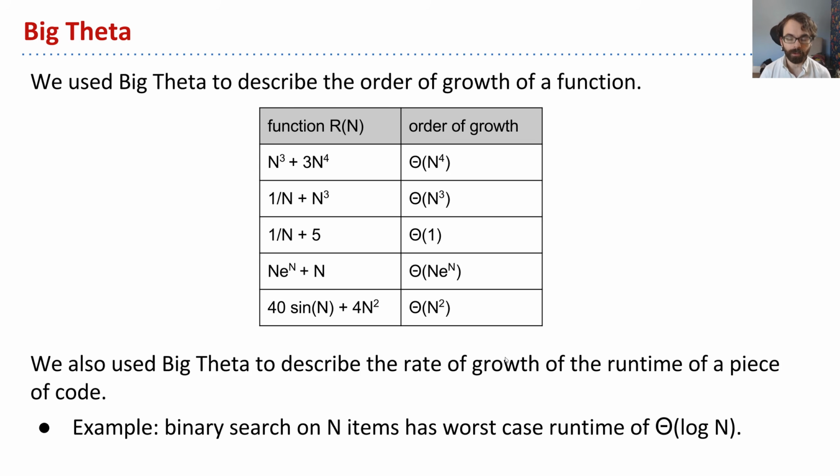So I'll start by reminding you of what Big Theta is. Big Theta was a way to, given a function, describe the order of growth of that function in a nice, concise, mathematically precise way. So for example, the function n cubed plus 3n to the fourth, we said that it was Big Theta of n to the fourth, or equivalently, that its order of growth was n to the fourth. Now we also use Big Theta not just to describe functions like these, but also the runtime of pieces of code. And you can also use it for space, though we have not done so yet. So for example, for binary search on n items, we can say that the runtime of binary search, in the worst case, is Big Theta of log n.